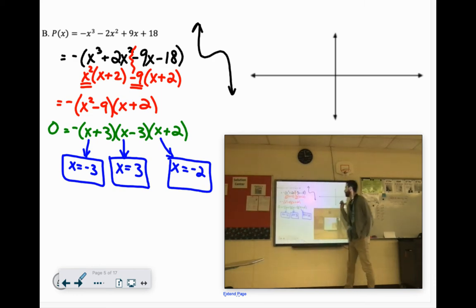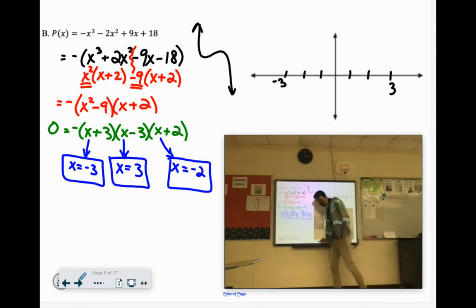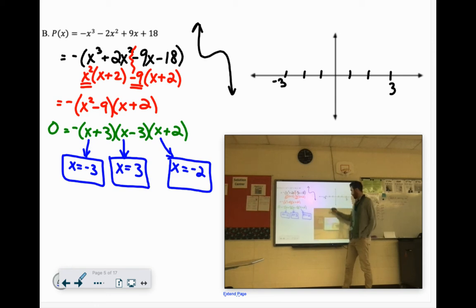So I'm going to make sure I go at least to negative 3 over here, negative 1, negative 2, negative 3. I'll go to positive 3 as well, just keep it balanced. And it's crossing at these points: negative 3, positive 3, and negative 2. It's going to be crossing the x-axis at those points.